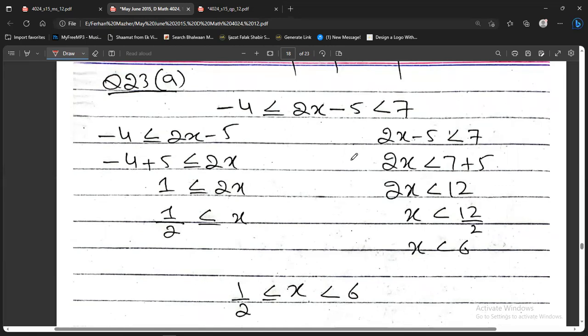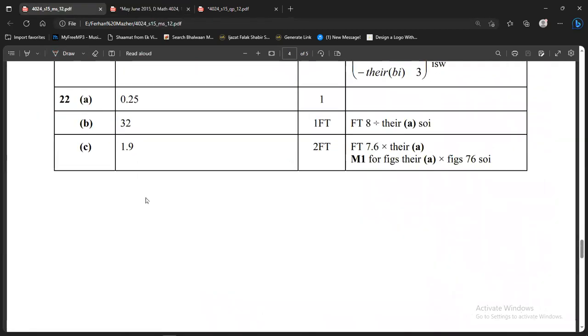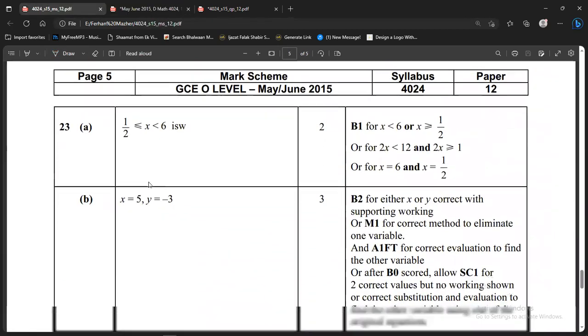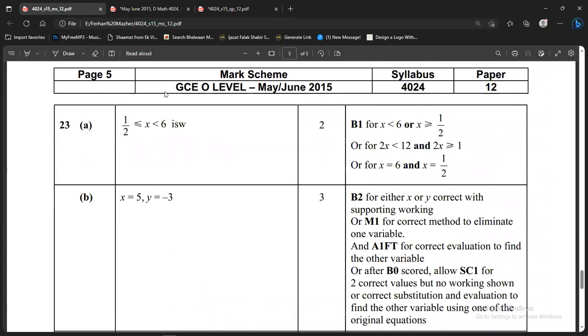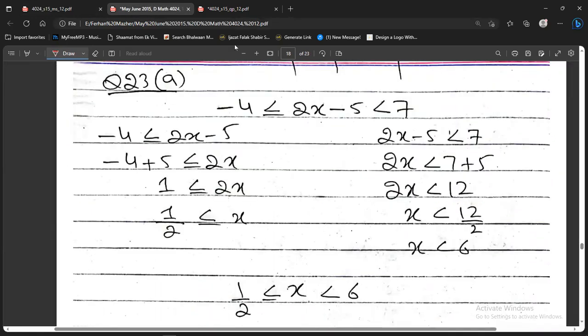So when I combine both the answers, it will be x is equal to or greater than 1 by 2 and less than 6. This is how you do question number 23A part. Our answer is perfect. This is my answer.